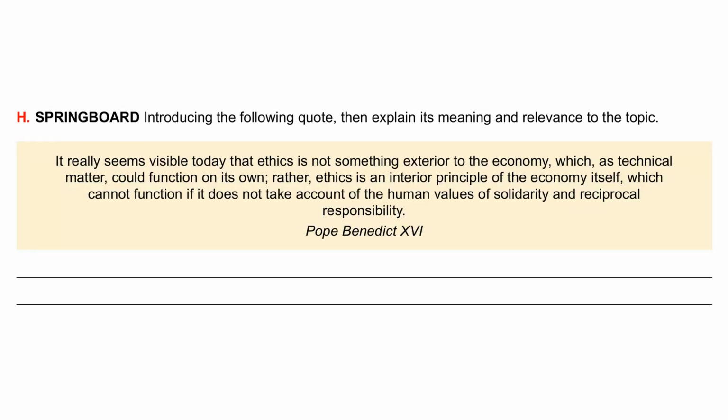Task H. Springboard. Read the quotation and consider how it relates to the topic. Introduce the quote and explain what it demonstrates. Consider whether the quotation could be used to support your own argument.